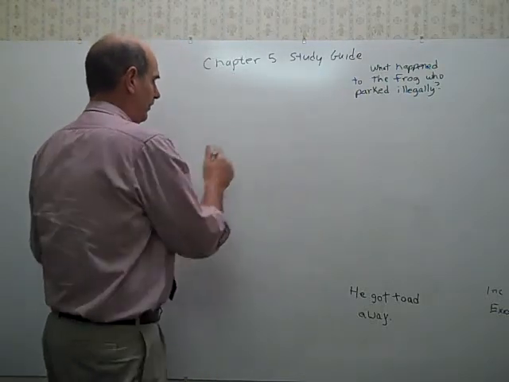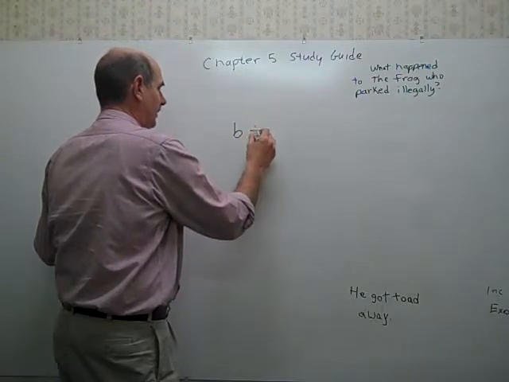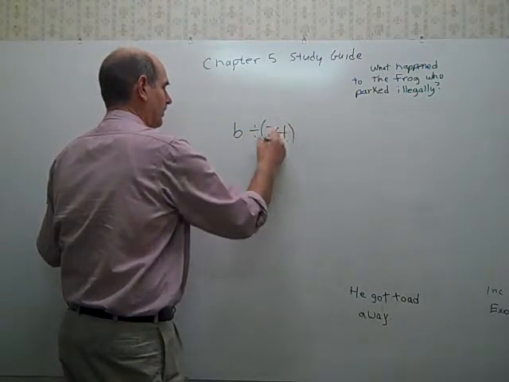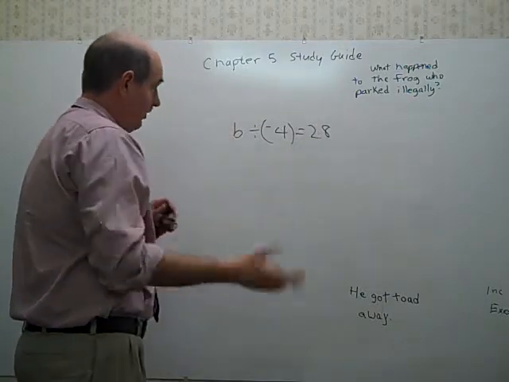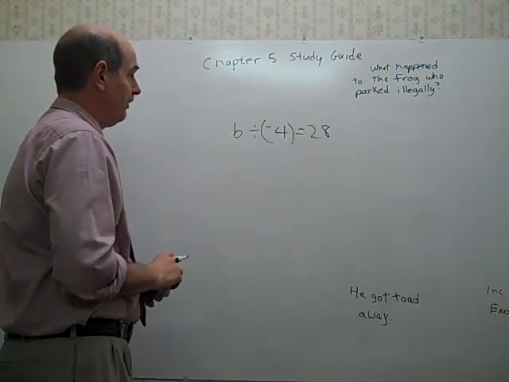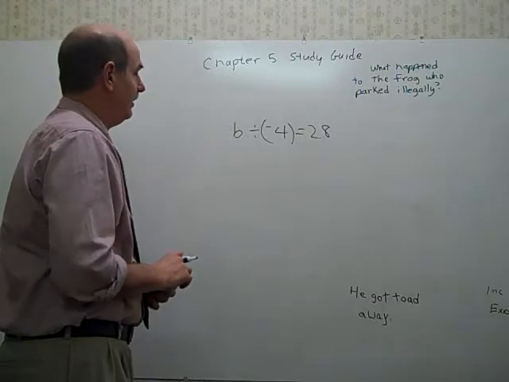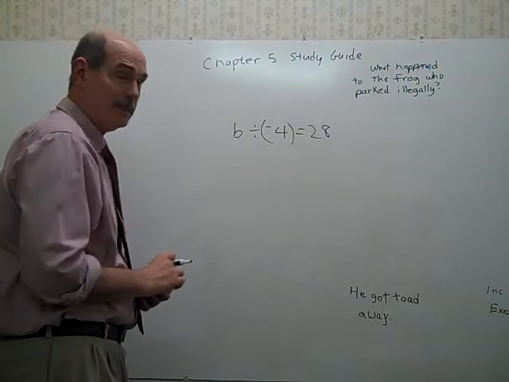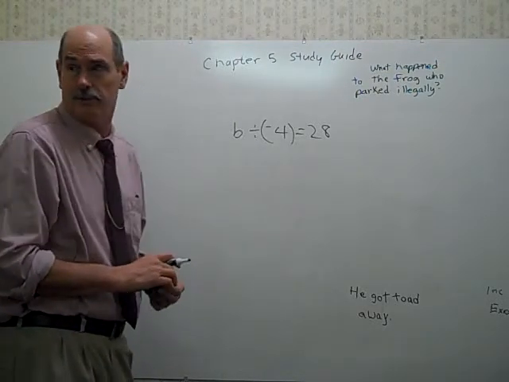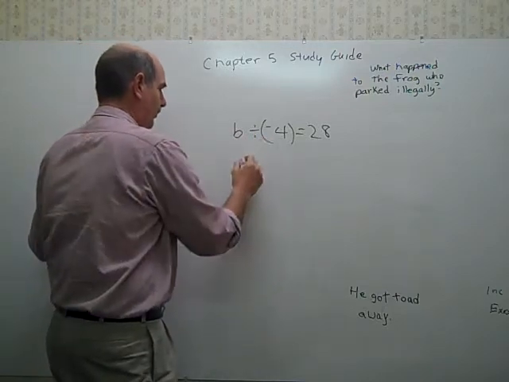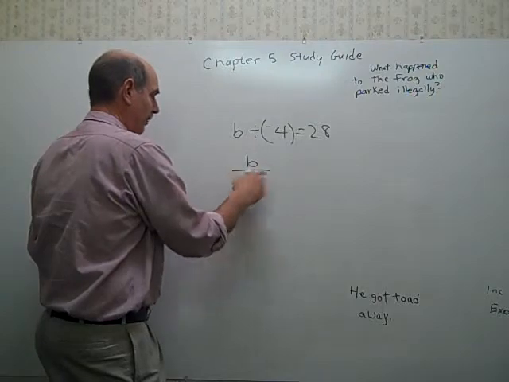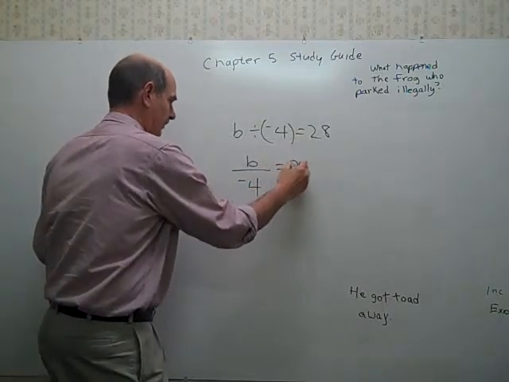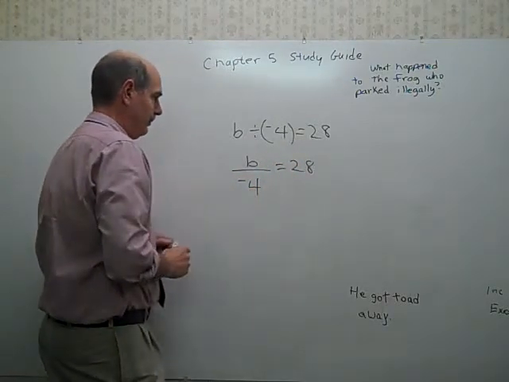Undoing division, if we have b divided by -4 equals 28. You might be tempted to guess 7 or something to do with 7, in which case you would be really wrong. So follow the process. I like to see this rewritten this way, with the bar for division. You don't have to, but it makes it simpler.